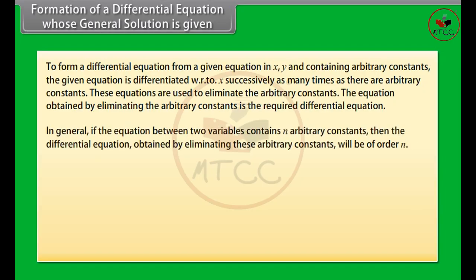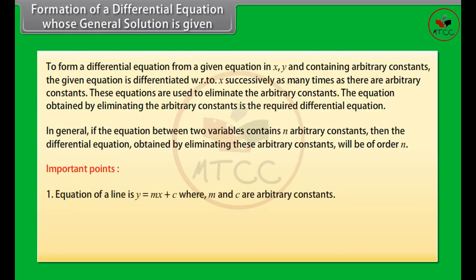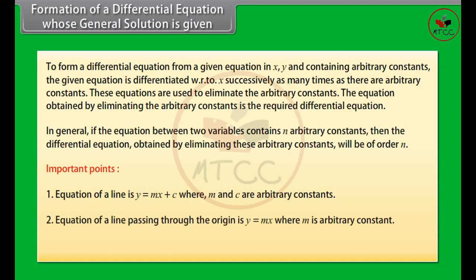In general, if the equation between two variables contains n arbitrary constants, then the differential equation obtained by eliminating these arbitrary constants will be of order n. Important points. Equation of a line is y equals mx plus c, where m and c are arbitrary constants. Equation of a line passing through the origin is y equals mx, where m is an arbitrary constant.